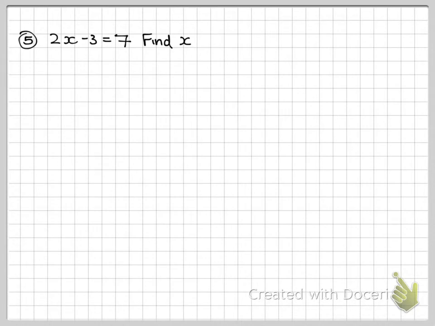Now I want you to have a look at question 5. You've got 2x minus 3 is equal to 7. We need to find x. How do you go about finding x? Remember, this equation has a combination of multiplication and subtraction. So to do the backtracking, because I've got subtraction I need to do addition, and because I've got multiplication, the 2 times x, I need to do a division, dividing by 2. Let's see how this works.